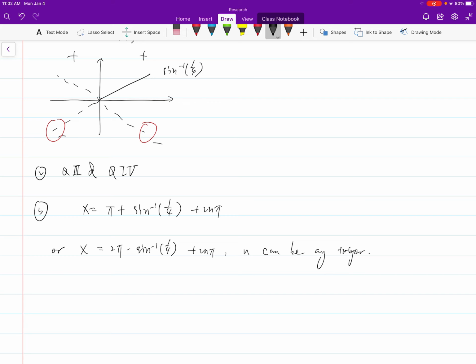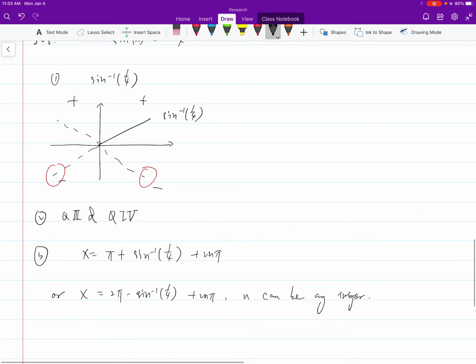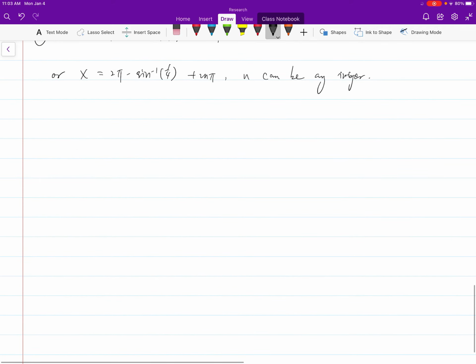Okay, value first, use the sign to handle the quadrant next. Finally, write down the angles and plus 2n pi. That's how we solve it. Okay?